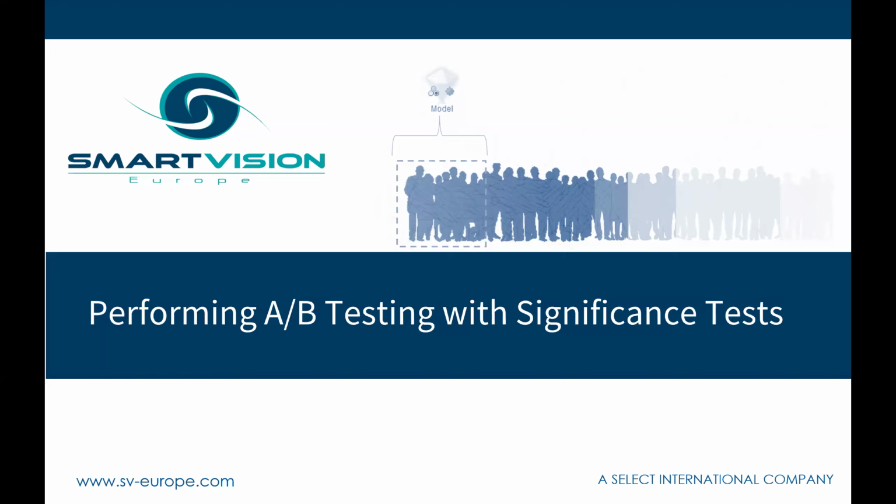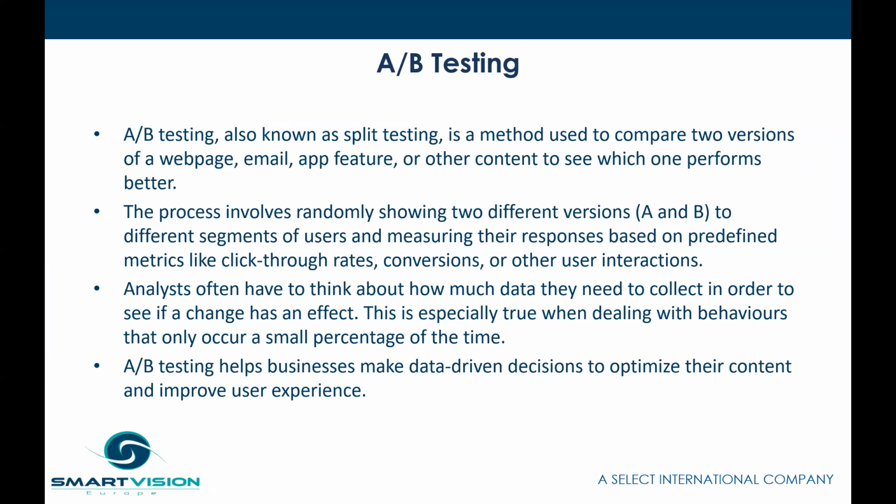As you're probably aware, A/B testing really refers to the idea that you've got, in most occasions, two different offers or two different creatives, and you wish to compare their performance. Known as split testing, it's a method used to compare two versions, for example, of a web page or an email or an app feature or other content, to see which one performs better. The process involves randomly showing two different versions, A and B, to different segments of users and measuring the responses based on predefined metrics like click-through rates or conversions or other user interactions.